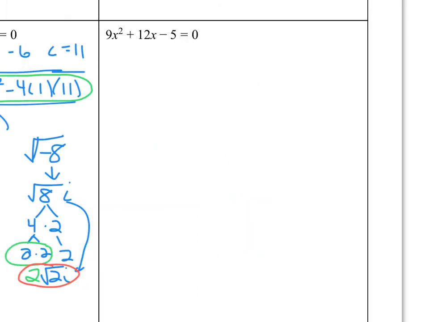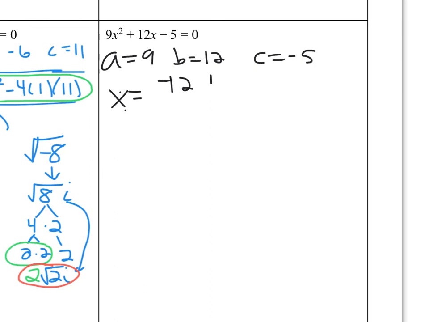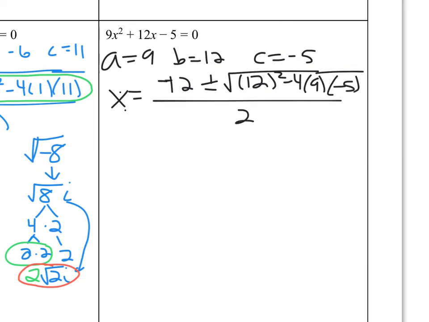Last one. So we're already equal to 0. Let's move on to step 2. A is 9, B is 12, and C is negative 5. Sing your song. X equals opposite B, plus or minus the square root of B squared minus 4AC, all over 2A. All right, so X equals negative 12 plus or minus the square root of something over 18. So what is that something?